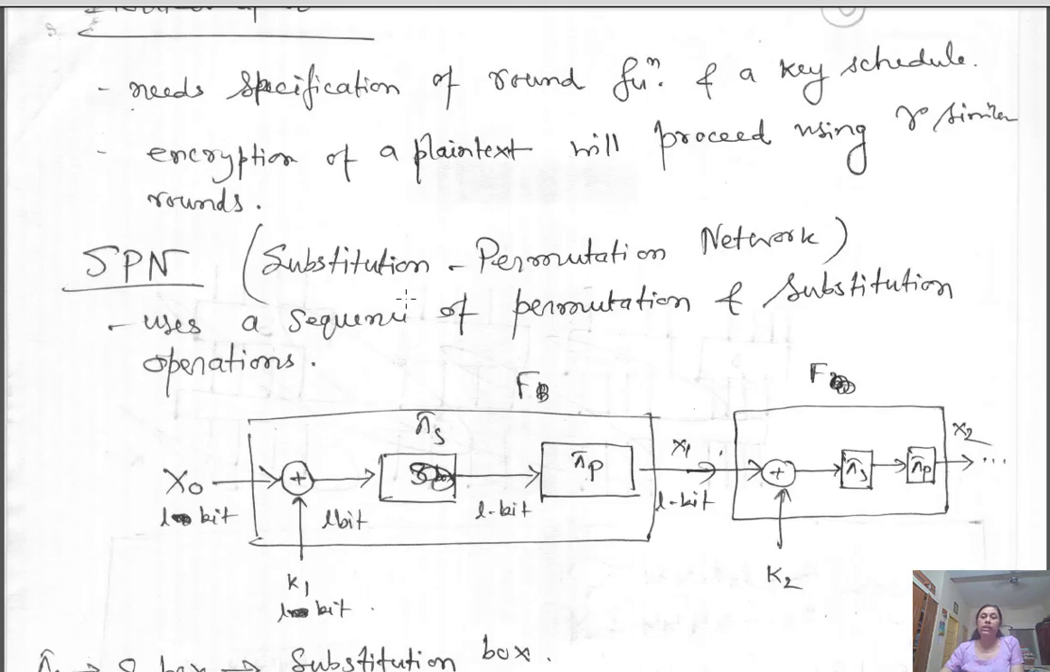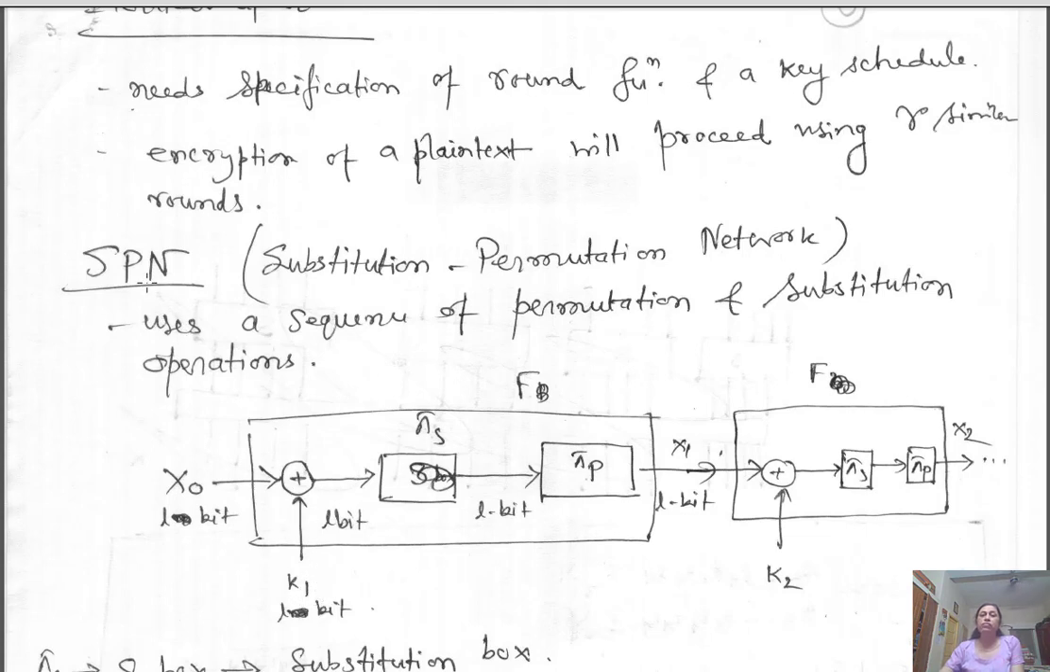R round block cipher, R round iterated cipher. These Kis are generated using some key scheduling algorithm. That key scheduling algorithm also we have discussed for SPN. And initially it is your plain text. Whatever, if it is having L bit, then your first round key should also be L bit.